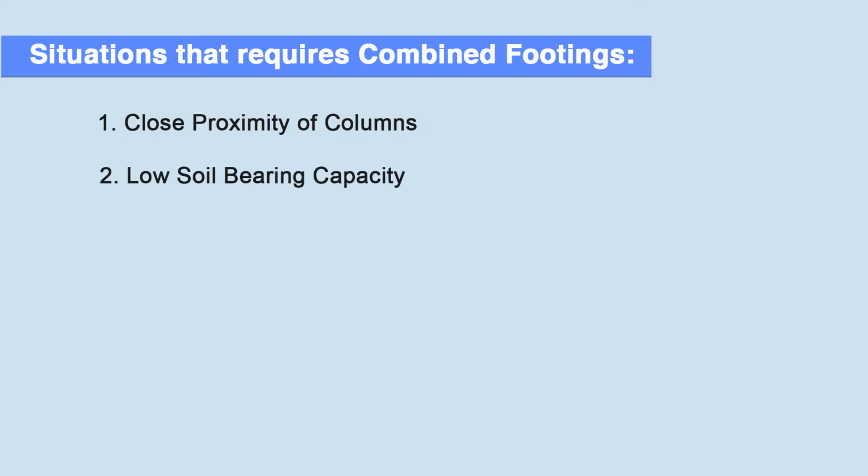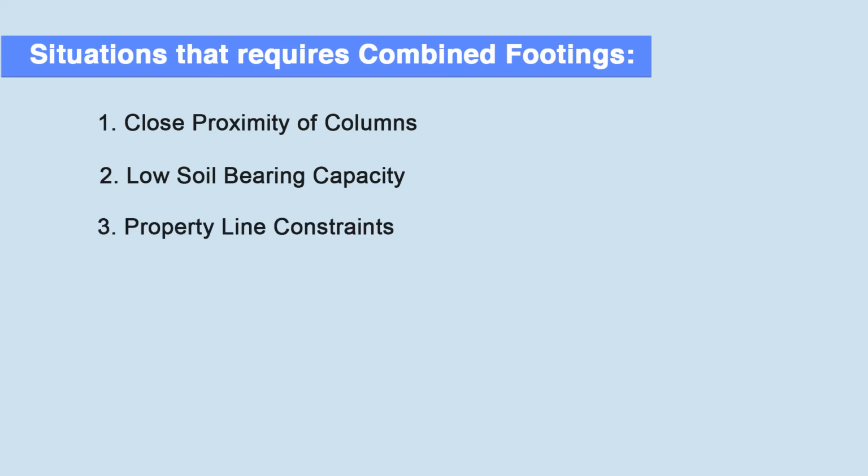Second is low soil bearing capacity. In cases where the soil's bearing capacity is insufficient to support the loads from individual columns, a larger footing area is required. A combined footing allows for this increased area, distributing the loads more evenly across the weaker soil, thereby reducing the risk of differential settlement.